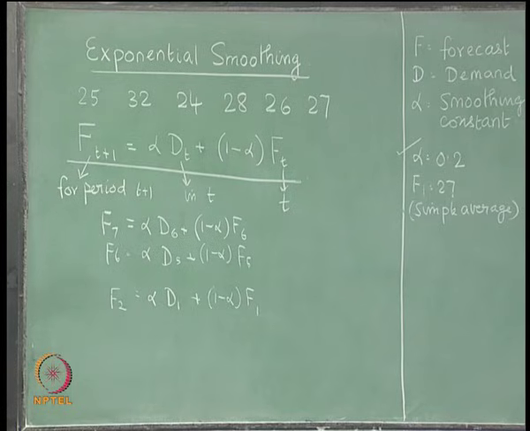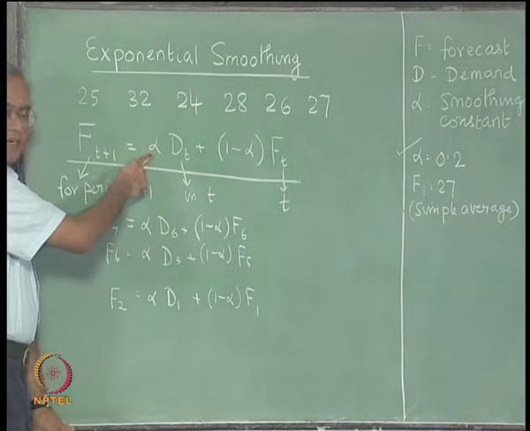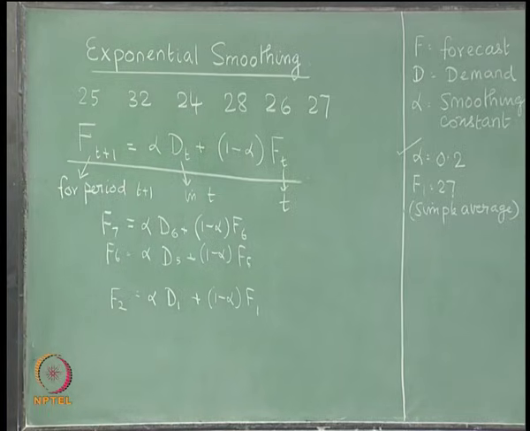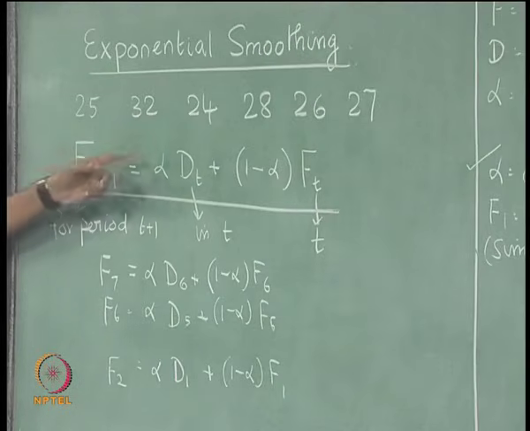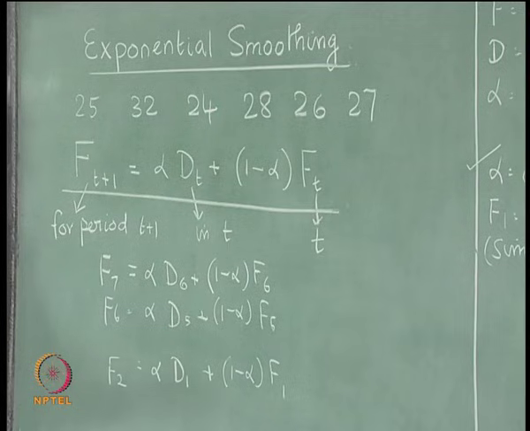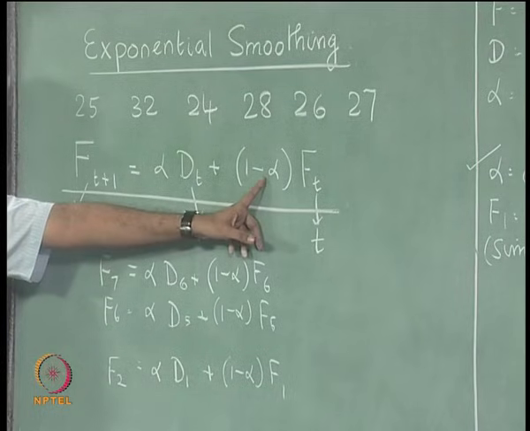we understand that the forecast for period t plus 1 is a sum of two things, which is a weight associated to the current demand and a weight associated to the current forecast. And because it is a weighted sum of two terms, we do not want a negative to come here. We want both of them to contribute, and we do not want a negative term to come here. Therefore we will not have alpha greater than 1.